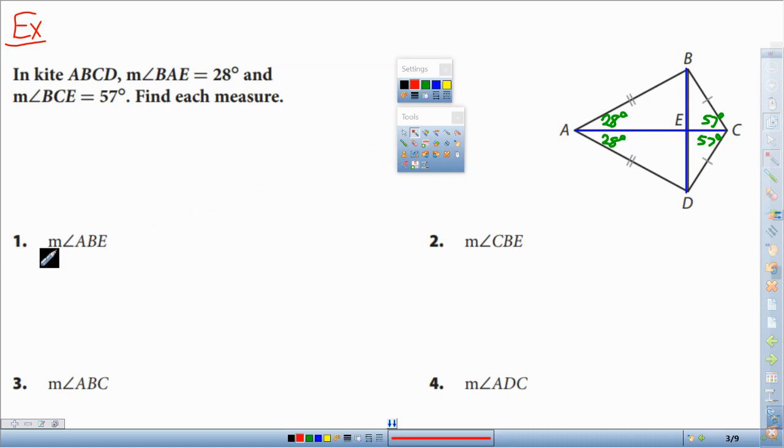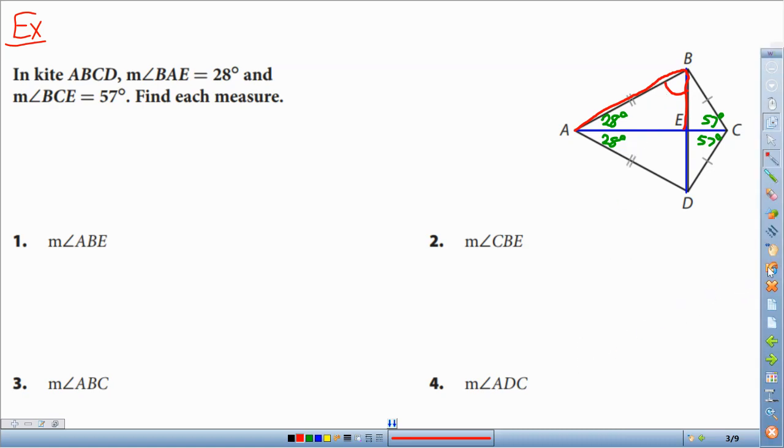Take a look at number 1, the measure of angle ABE. Let's find it. Starting at A, going around B to E, they're asking us to find this angle right here. Here's something we should add to our picture: since this is a kite, we know the diagonals cross at 90-degree right angles. Let's show that this is a 90-degree angle, which means this is also a 90-degree angle.